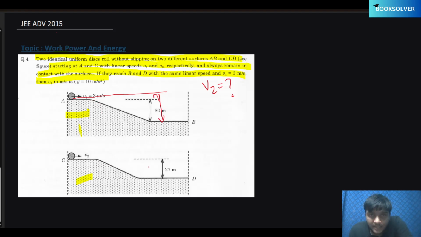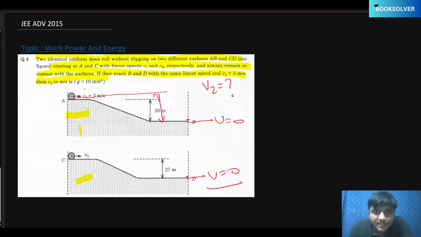They say that they reach points B and D with the same final speed. So finally they have the same kinetic energy, or the same energy, if we consider this point as zero potential. Now let's start writing the equation.